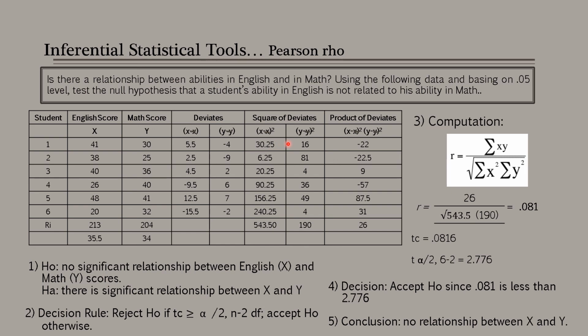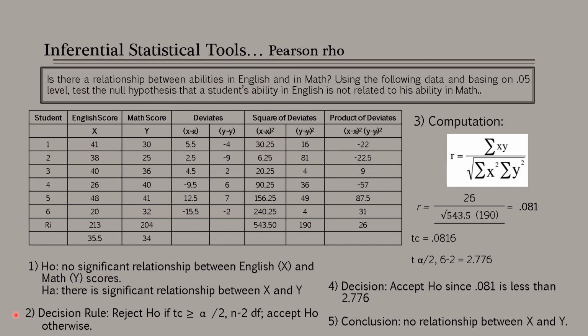Lastly, we multiply the deviates of x and y. We get 5.5 multiplied by negative 4. We get a product of deviates of negative 22. We do these steps to all the rest of the 5 students. Our null hypothesis is that there is no significant relationship between the English scores and the math scores. And our alternative hypothesis is that there is a significant relationship between the English scores and the math scores.